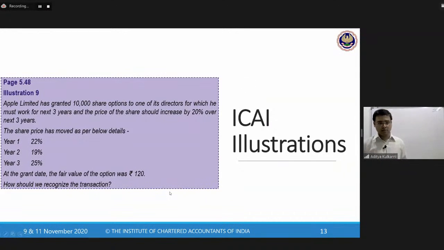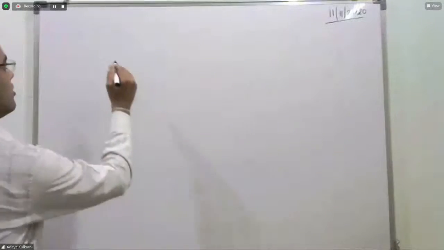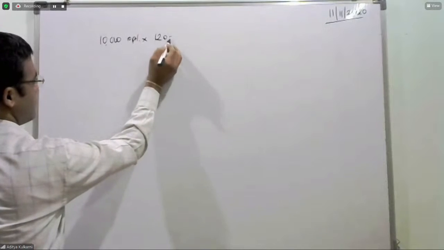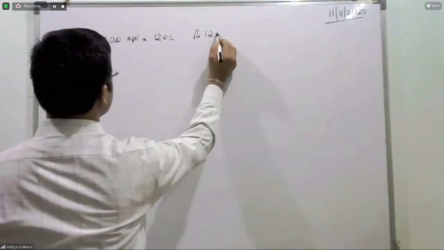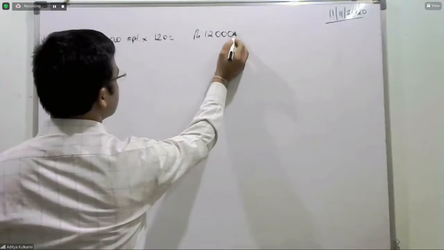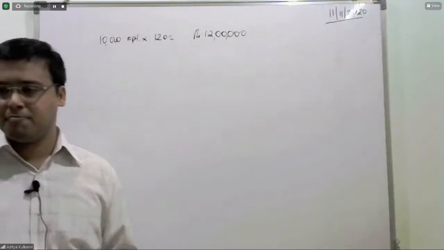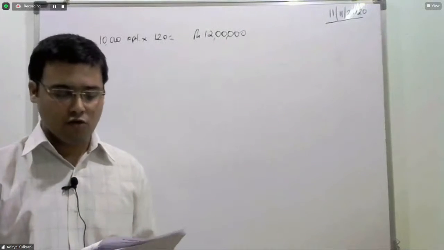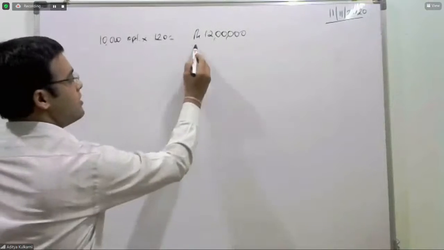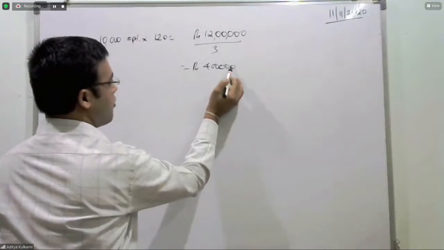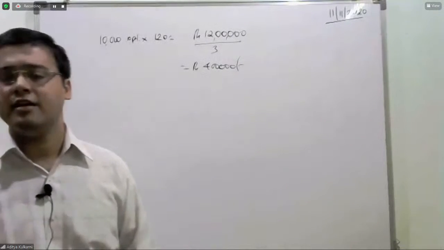10,000 share options to one of its directors, the fair value of the option was 120. So therefore, 10,000 options into 120. So that gives you how much? 12 lakhs is your expense over a period of how many years? Over a period of 3 years. So per year expense will be how much? Per year expense will be 4 lakh rupees.